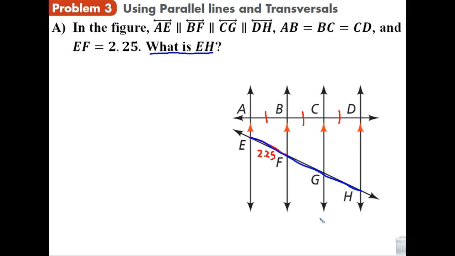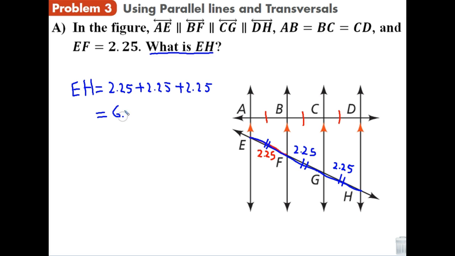Well, my theorem applies here since my four parallel lines cut congruent segments on one transversal. It'll cut congruent segments on every transversal, meaning that here I'll just have another 2.25 and a 2.25 again. Therefore, EH, or the length from E to H, is 2.25 plus 2.25 plus 2.25, in other words, 6.75 units.